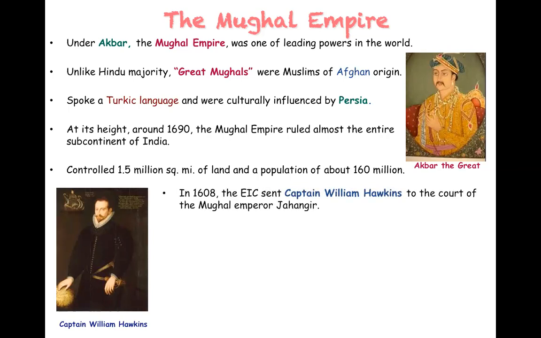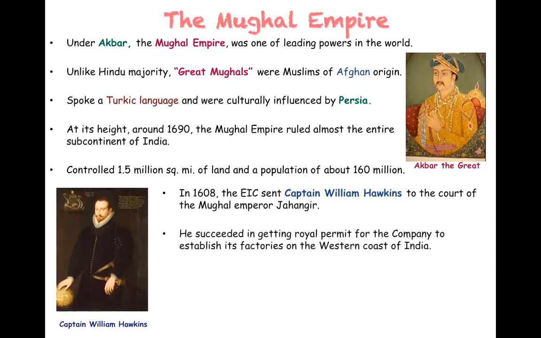But a breakthrough did come in 1608 with the arrival of Captain William Hawkins at the court of Jahangir. Hawkins succeeded in obtaining a royal grant for the East India Company to set up factories on the western coast of India. Under the factory system, English representatives called factors set up England's trading posts. They also were involved in the sourcing of products and negotiating favorable trade with locals.